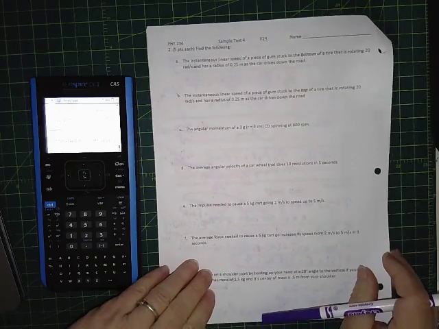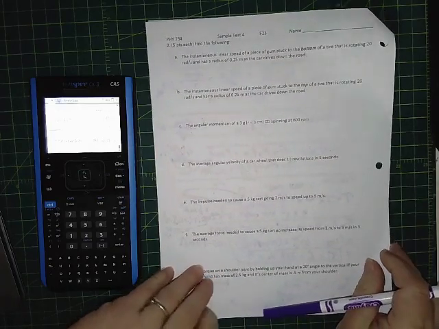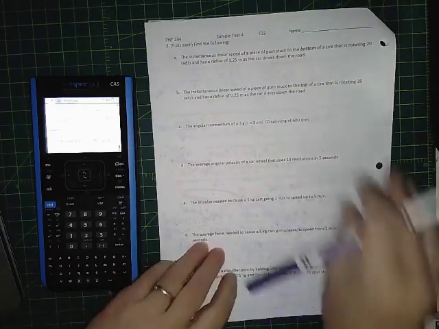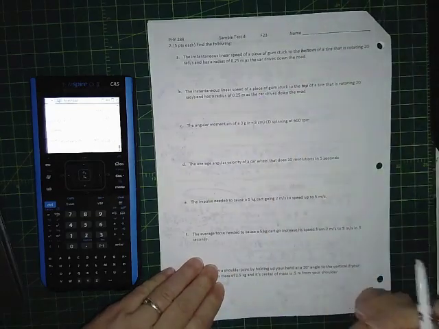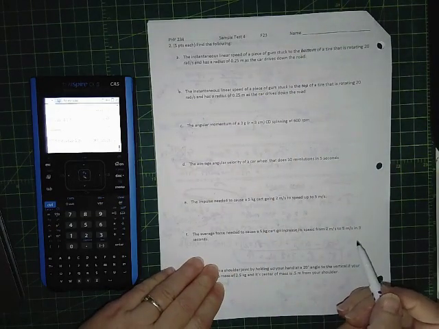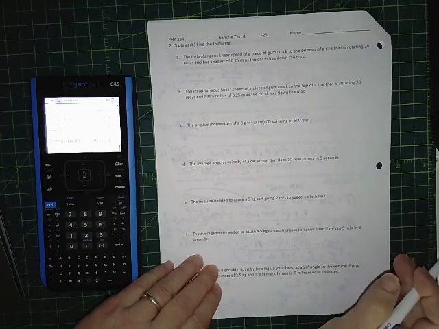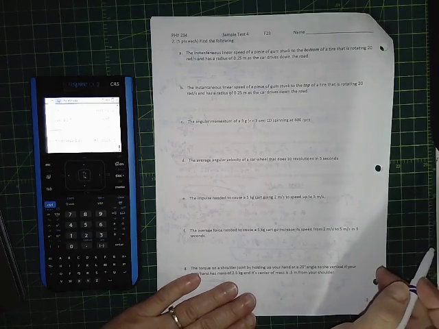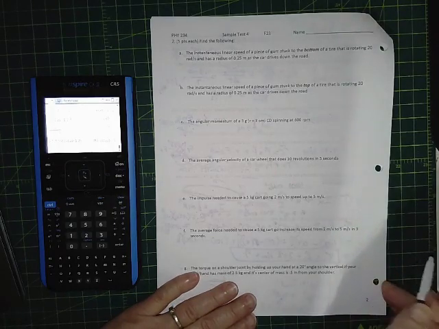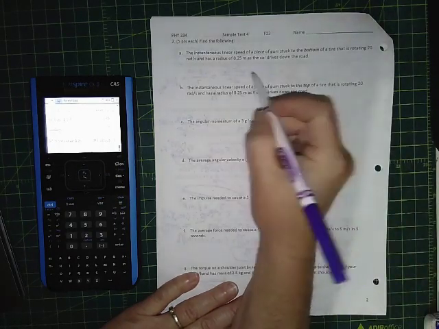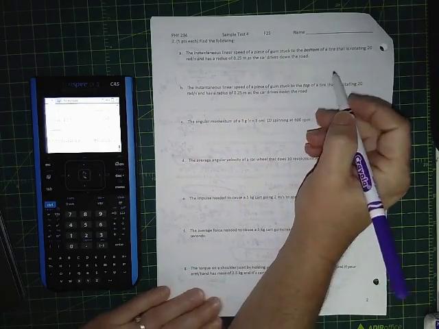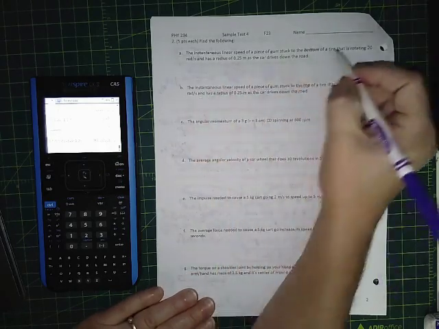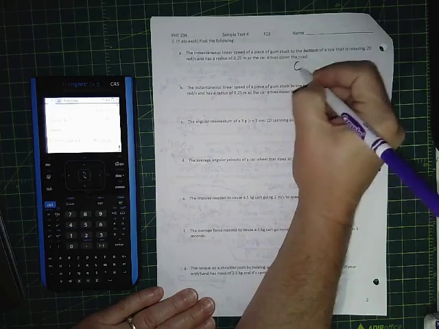Let's look at the next one here. Find each of the following: the instantaneous linear speed of a piece of gum stuck to the bottom of a tire that is rotating, has a radius, and the car is driving down the road. This one is a little different than what I assumed on the previous one, because now the car is driving down the road and the tire is rolling on the road.